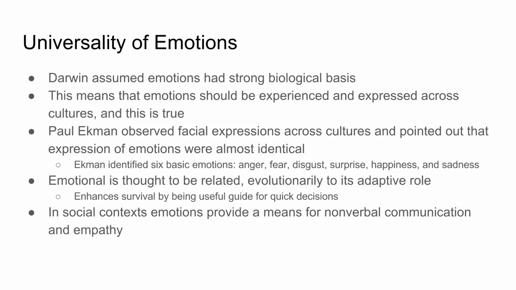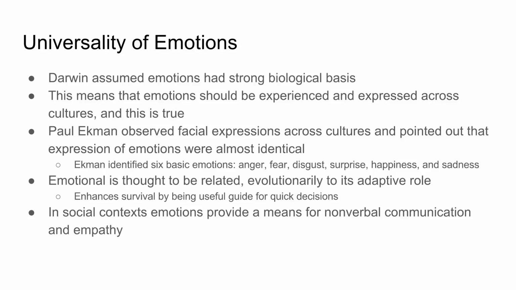When we talk about emotions, what we find interesting is that they're very much universal. And so Charles Darwin assumed that emotions had strong biological basis. And if he was correct, and we now think he is, it means that emotions should be experienced in similar, if not identical ways across all cultures. And they should not only be experienced, but they should be expressed the same ways.